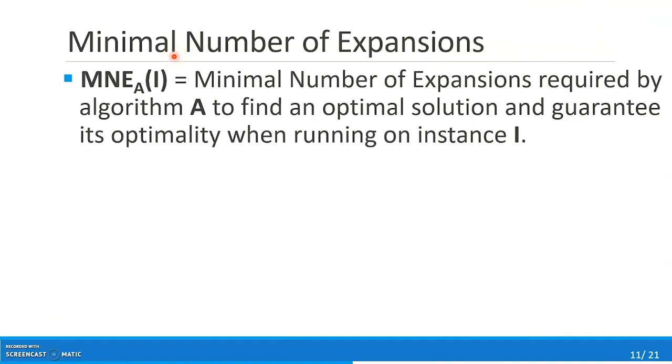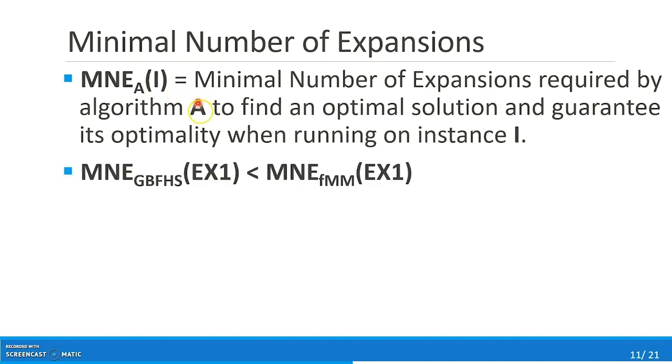In order to compare the algorithms in a more formal way, we define MNE of algorithm A given a problem instance I to be the minimal number of node expansions required by algorithm A to optimally solve I. This essentially means running A using the best possible tie-breaking, which is of course not known in advance. Recall that GBFHS, when running on the first example, did not have to expand the G1 nodes before terminating, while FMM had to expand them. This is why the MNE value of GBFHS is strictly less than the MNE value of FMM.